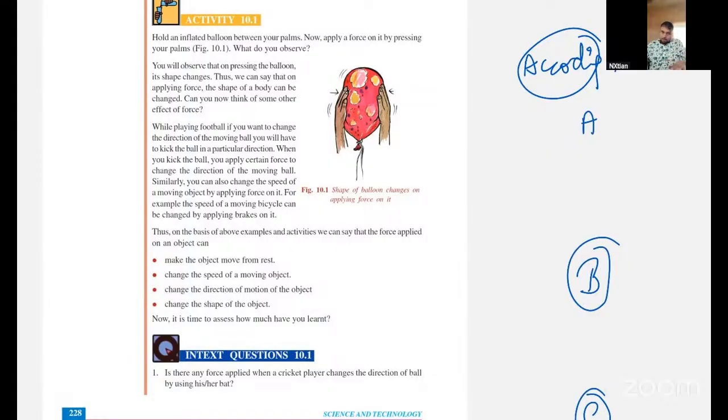Correct? Who follows cricket? When the batsman hits the ball with the bat, the ball which is coming against it will go in another direction. It's because of force. Nidhi and Agatha, what do you follow?